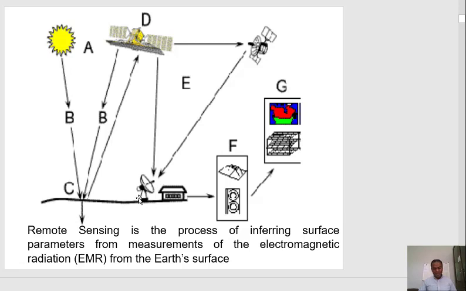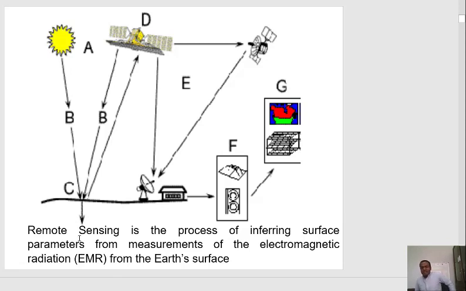Once it reaches the ground receiving stations, it is processed in the form of tapes and digital media, for the further production of maps, tables, statistics, and the like. Having looked at this pictorial representation, one can define remote sensing as a process of inferring surface parameters, such as vegetation height and vegetation canopy size, from measurements of the electromagnetic radiation from the Earth's surface.